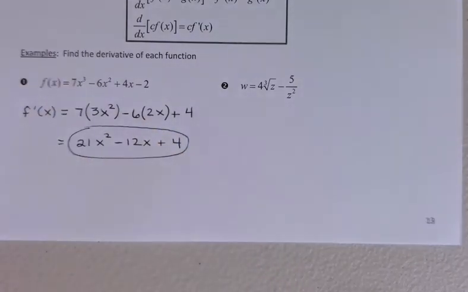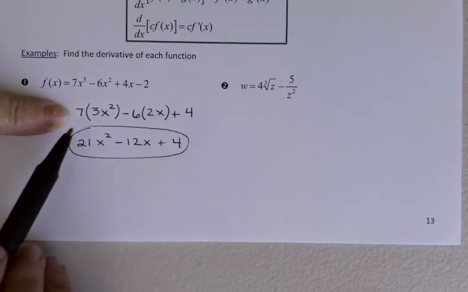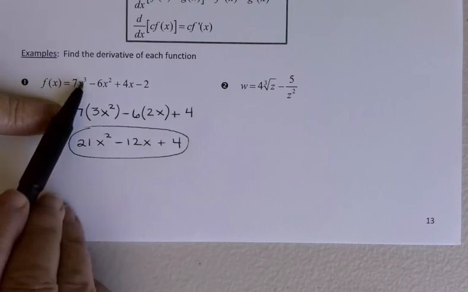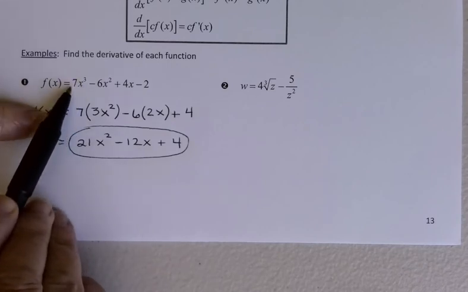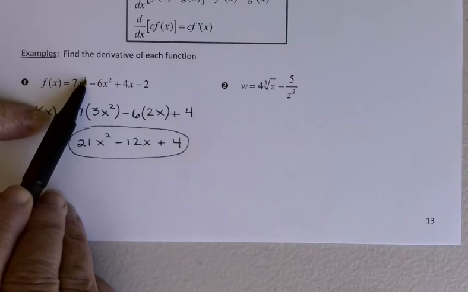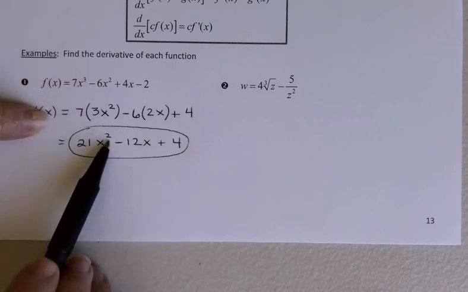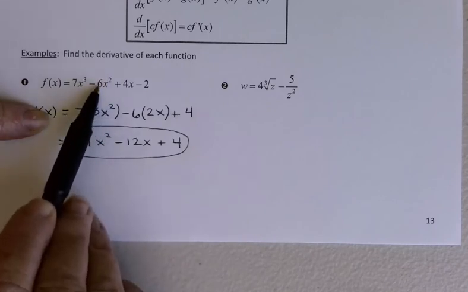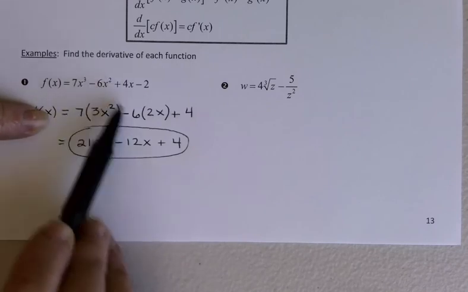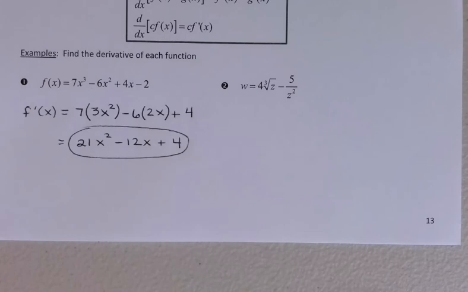Now I will mention that usually as you get kind of comfortable with this, most people sort of skip this intermediate step and they start saying, well, I can tell that when I bring this 3 down as a multiplier, it's just going to multiply the 7. So they end up just thinking 3 times 7 is 21 and reduce the exponent by 1. 2 times 6 is 12 and reduce the exponent by 1, etc. So using that shortcut is just fine. I'm sure I will in a little while as well.